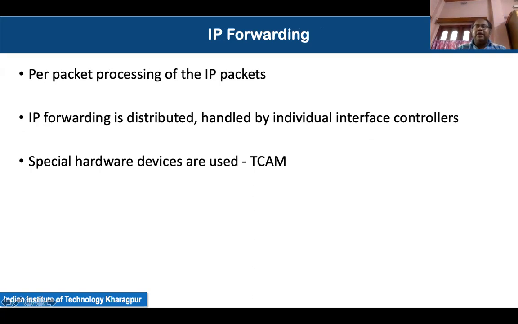Now, if you look into the IP forwarding mechanism, which is implemented at the data path of a router, it is the per packet processing of the IP packet, and this IP forwarding is distributed, handled by the individual interface controller. So for every interface controller, whenever it is receiving a packet, it will do a route match and then forward it to the corresponding outgoing interface. And as I mentioned earlier, we use a special hardware device for this purpose, which is called a TCAM, or ternary content addressable memory.